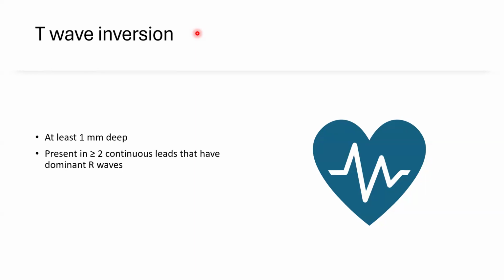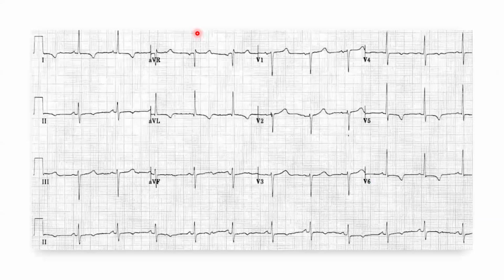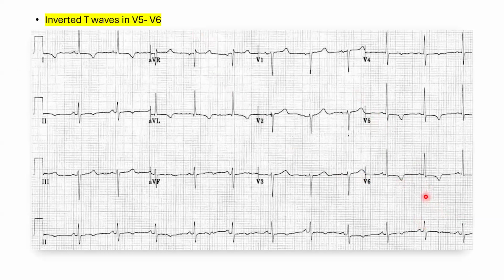Now, what changes happen in the T wave? As we've discussed at the start of the lecture, from the ischemic changes, the T wave becomes inverted. So if we have a T wave inversion of at least 1 millimeter deep, present in 2 contiguous leads that have a dominant R wave, and they're dynamic, which means that they are not present in any previous EKG, then we say that this is a significant T wave inversion. As we can see here in this EKG, we have T wave inversion in V5 and V6. So this denotes that this person has some ischemic episode.